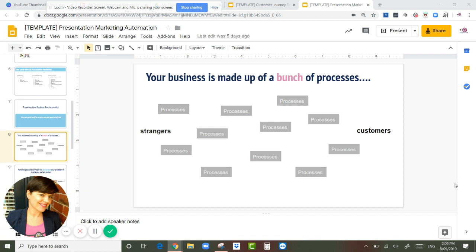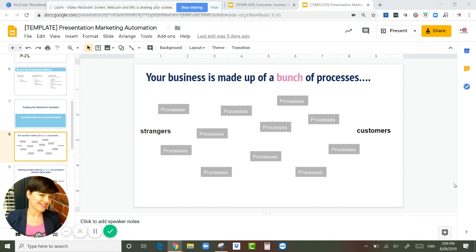And today, what I really want to talk to you about is this concept of creating a customer journey. I know it's a buzzword going on in the marketing world, as normally is, and customer journey is now a very hot topic. The reason why it's a hot topic is, if we look at this particular slide in front of me, your business is made up of a bunch of processes. If you can imagine a stranger coming in contact with your business, whether online or offline, they're going to be taken through a process.